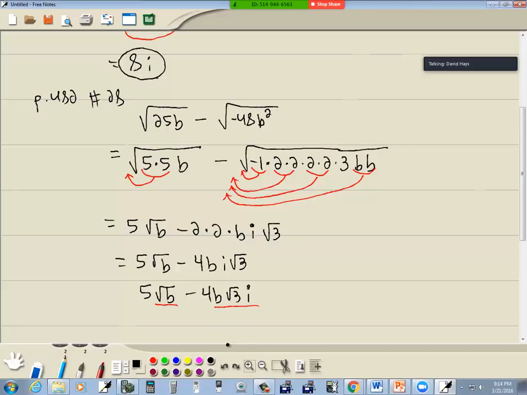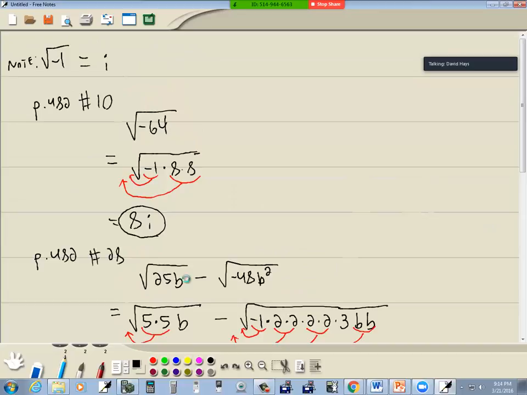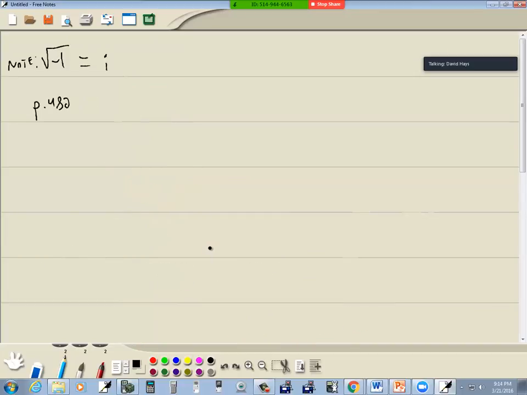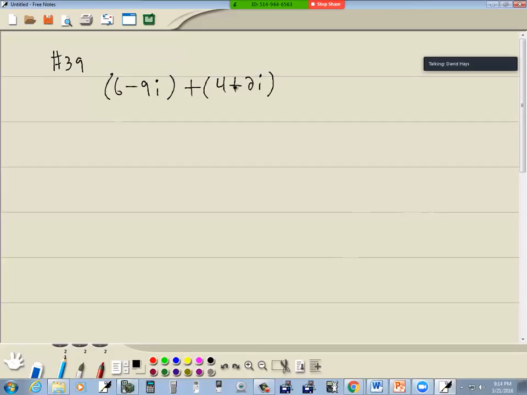Now let's take a look at one with, actually, I guess I just got one more example. Let's take a look at one with i's already in the problem. This is like number 39. We have 6 minus 9i plus 4 plus 2i. Well, those parentheses aren't doing anything, so I can drop them. So I got 6 minus 9i plus 4 plus 2i.